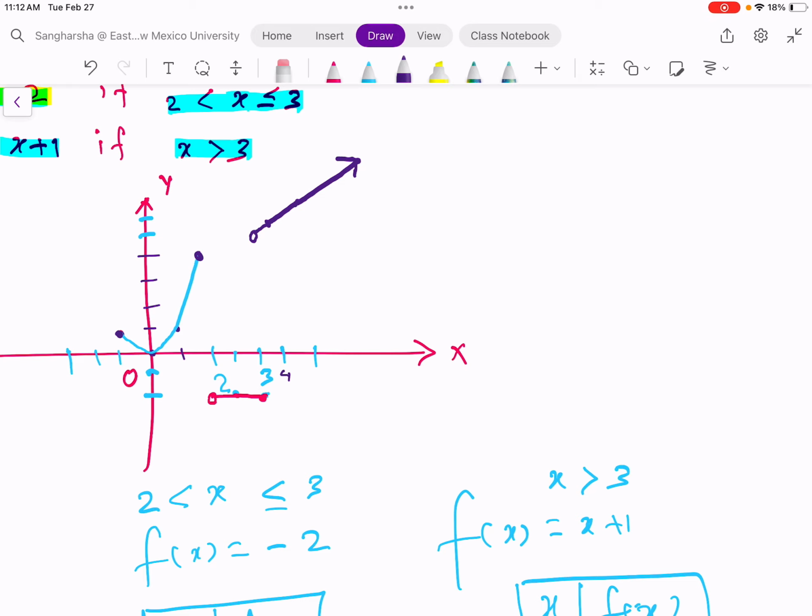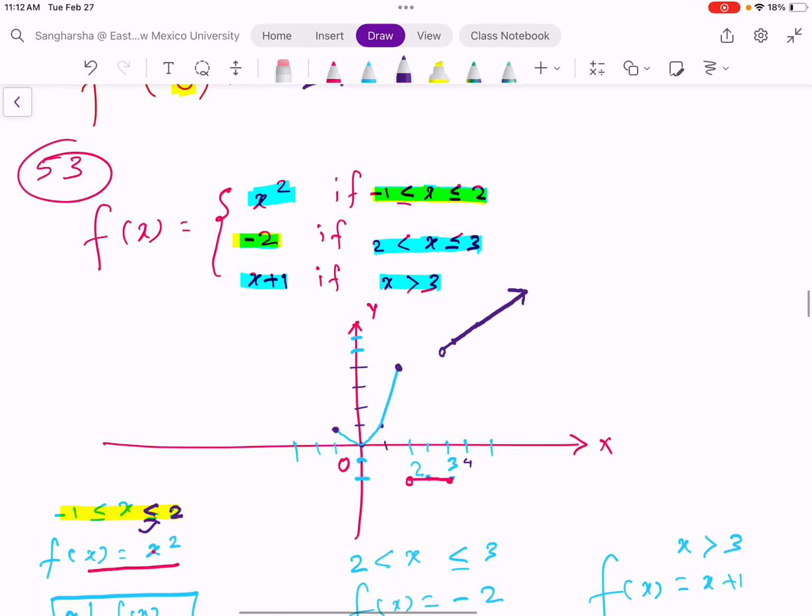So this is the graph for this piecewise function. You will be asked to graph a piecewise function like this. All right, do you have any questions?